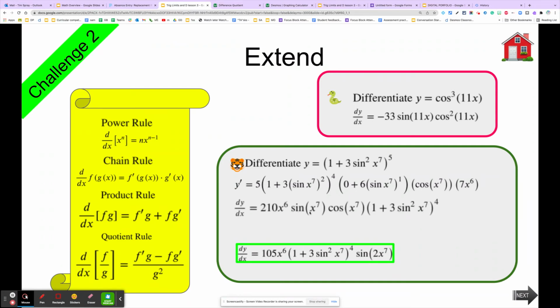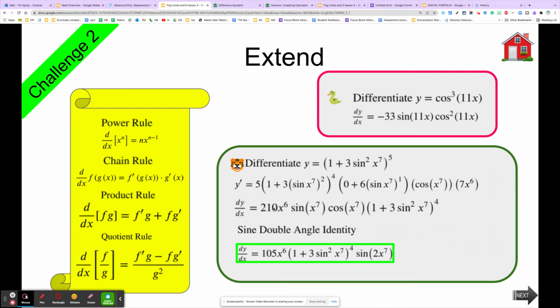So then when we rearrange that, notice the 7 will come forward with the 6 and giving us 210x to the power 6. Notice that we have sine x to the power 7, cos x to the power 7 multiplied by that. Do you notice that this again is of the form sine 2x? So what we can do is use the sine double angle identity, and when we do that, we're going to get sine 2 times x to the power 7.